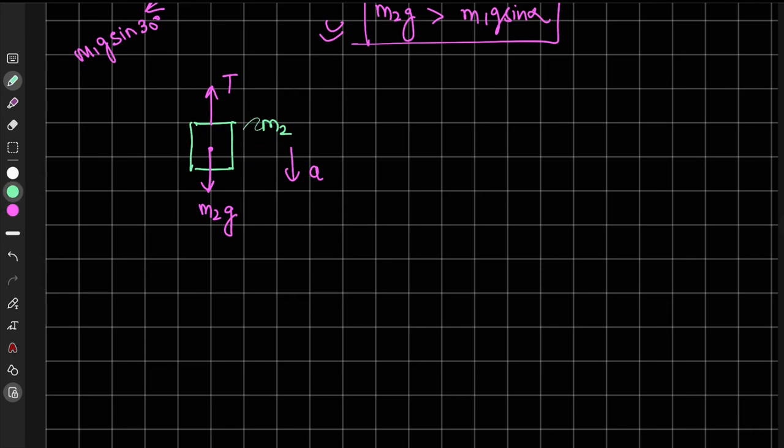So if we write the force equation in this direction, then we can write it as m2g minus T is equal to m2 into a. So this is the first expression we are having.